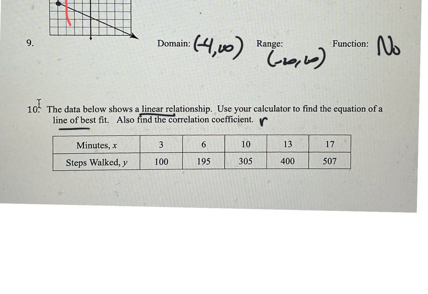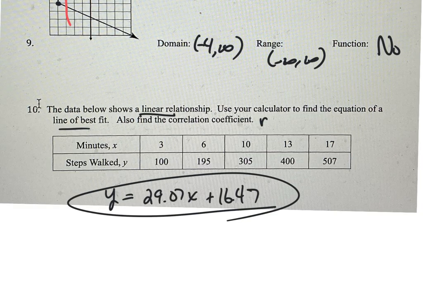It tells you exactly what to write here. The equation it's telling me to write is 29.07x plus 16.47. Okay, that's exactly what it told me to say. And my correlation coefficient is R. R on here is like 0.9996. That's a really strong R, remember, so that looks really good.